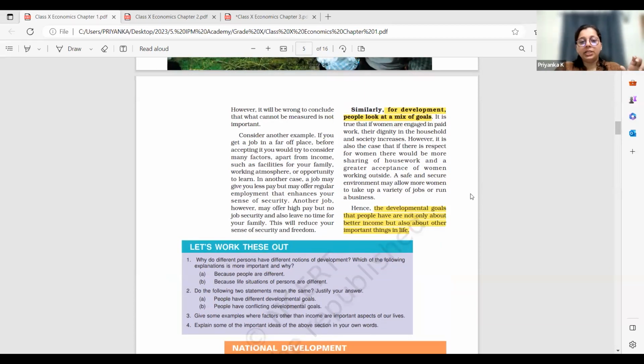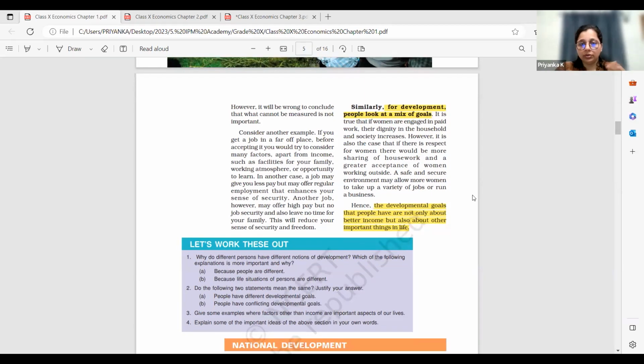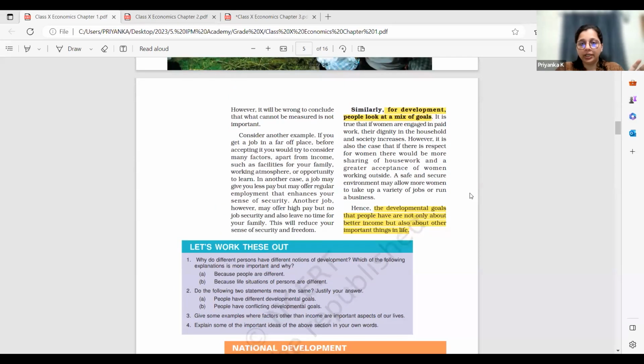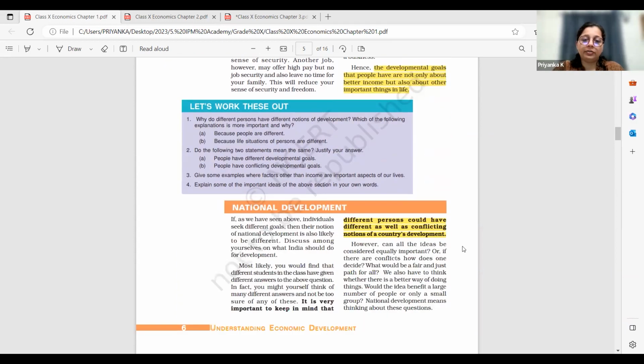So this means development is a mix of goals, just taking the main wordings from this chapter. For development, people look at a mix of goals, and it's not only about income, but also other important things. For each and every person, the important thing in life is different. So the developmental goals that people have are not only about better income, but also about other important things in life.